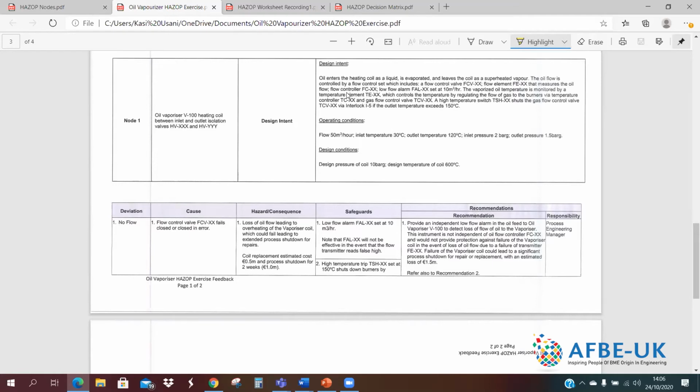The oil is controlled by a flow control set, which includes a flow control valve, and the vaporizer oil temperature is monitored by a temperature element, which controls temperature by regulating the flow of gas through the controller. The high temperature switch shuts the gas flow. So this is describing the boiler operation, which is the design intent of that whole heating system.